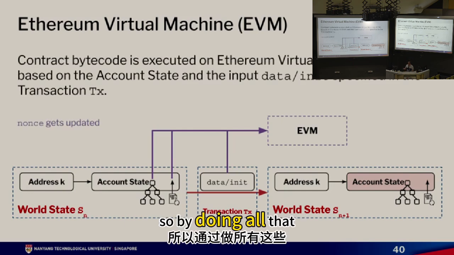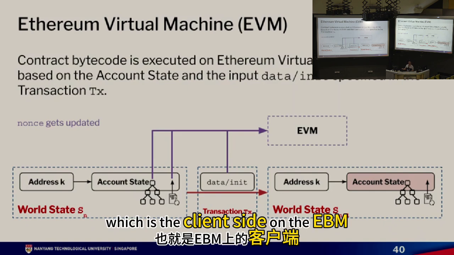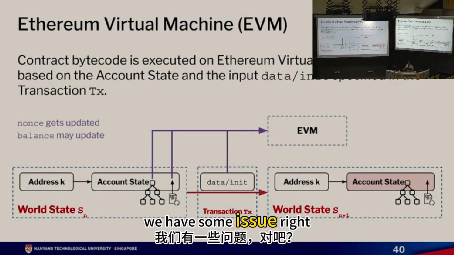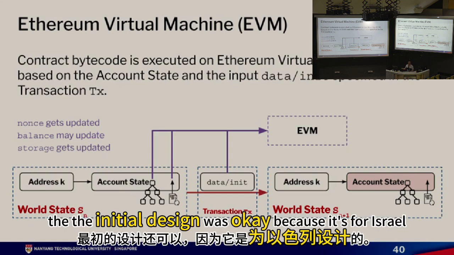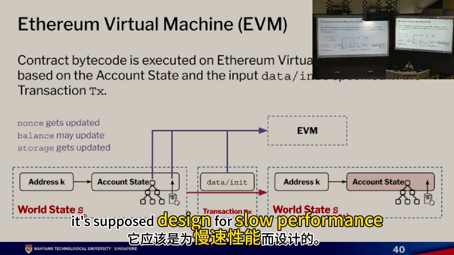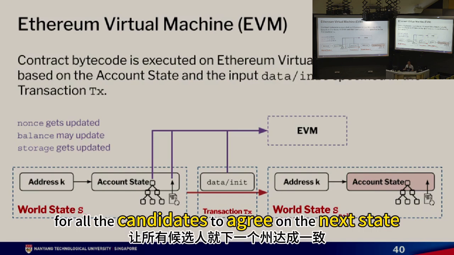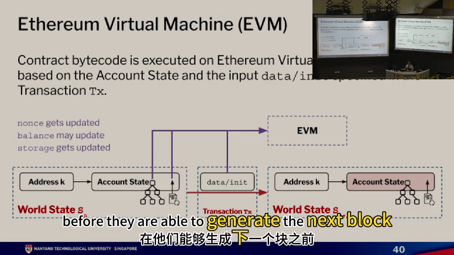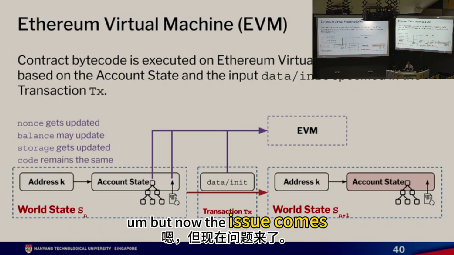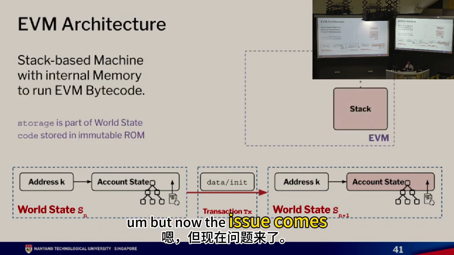By doing all that, which is the client side on the EVM, we have some issues, right? The initial design was okay because Ethereum was supposed to be designed for slow performance. That's why they can wait for all the consensus to agree on the next state before they are able to generate the next block. But now, the issue comes.